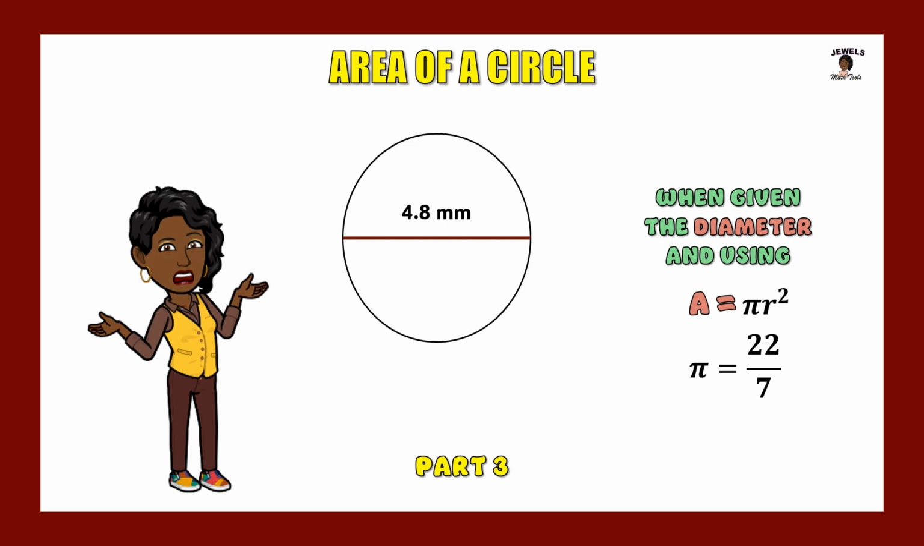Hello, in our session today, we are going to be calculating the area of a circle when we're given our diameter as a decimal number and we're using our pi as 22/7. So if you're ready to see how this is done, let's get started.